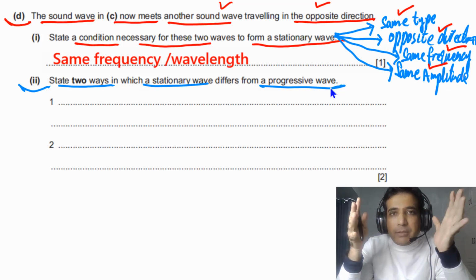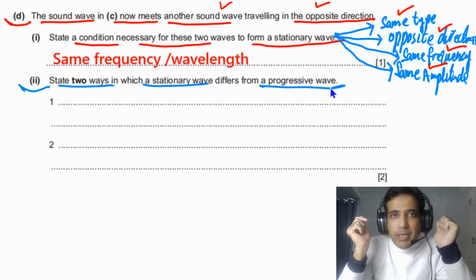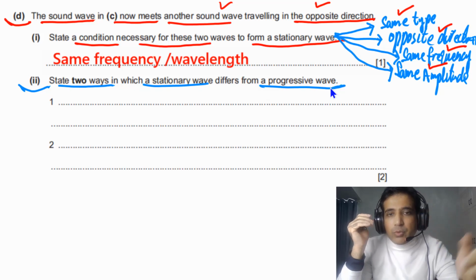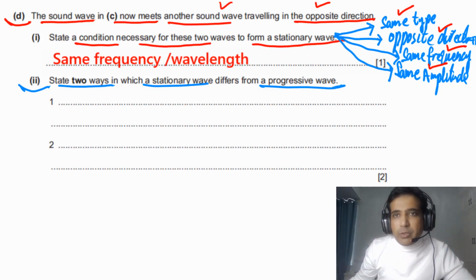And other particles have amplitudes between maximum and zero. Stationary waves consist of nodes and antinodes, but progressive waves don't have nodes and antinodes. So these are some main differences. If you write 2 points, you will get 2 marks, because this question has 2 marks only. So let me show you how you can write down your answer.